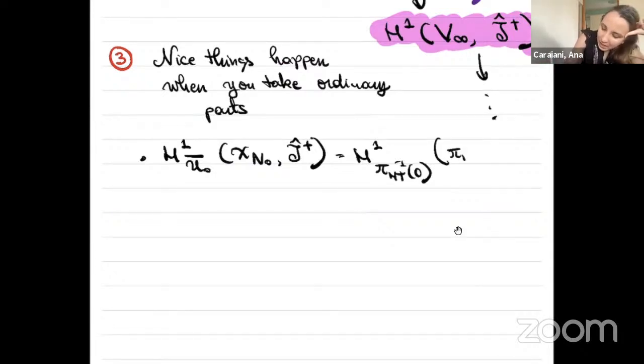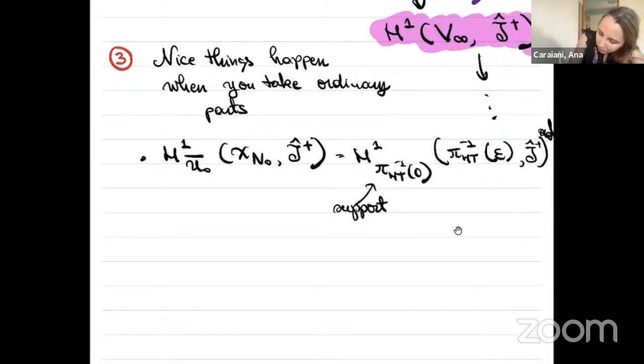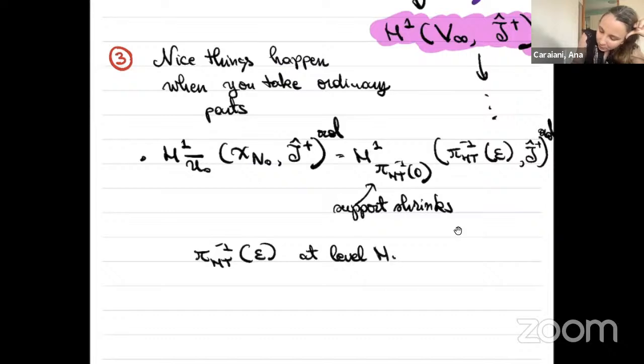And here I can put any open neighborhood. So it's cohomology with support in a closed set, so it doesn't really depend on the neighborhood. I can put, say, pi Hodge-Tate inverse of epsilon, I hat plus, ordinary. And that's because you can really shrink the support since you're taking ordinary parts. So I'm taking ordinary parts here as well. And now it turns out that pi Hodge-Tate inverse of epsilon, at level n0, is already perfectoid.